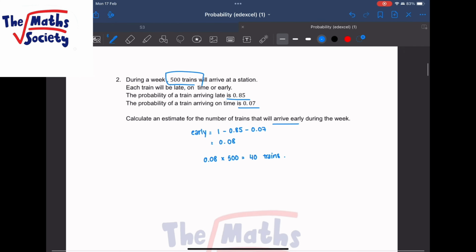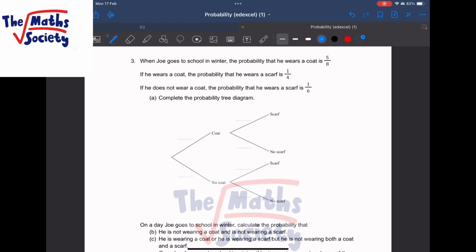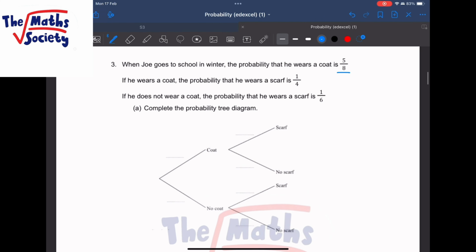Okay, so now we go on to question 3. So question 3 says that when Joe goes to school, the probability that he wears a coat is 5 by 8. And if he wears a coat, the probability that he wears a scarf is 1 by 4. If he does not wear a coat, the probability that he wears a scarf is 1 by 6. Complete the probability tree diagram.